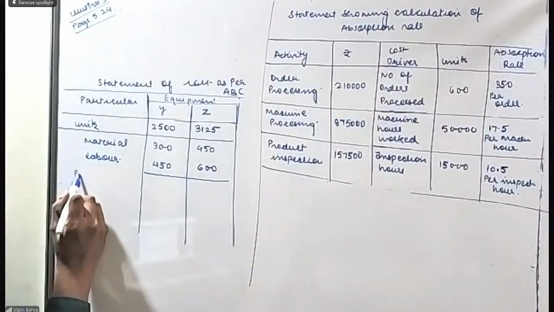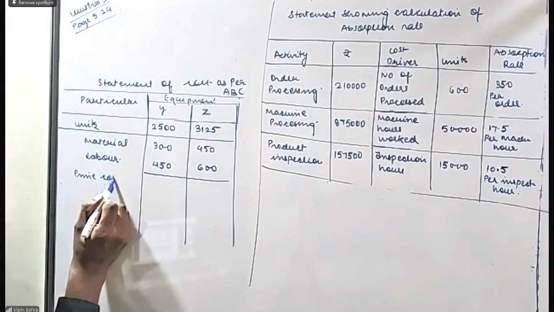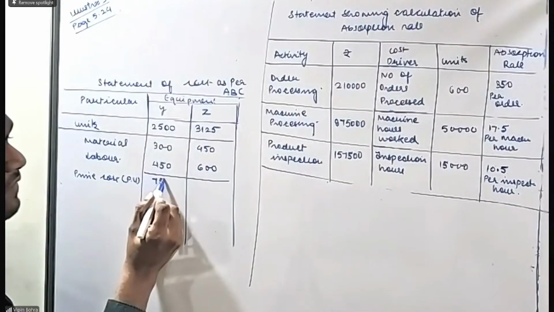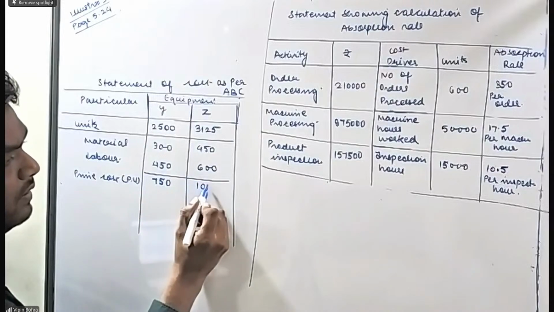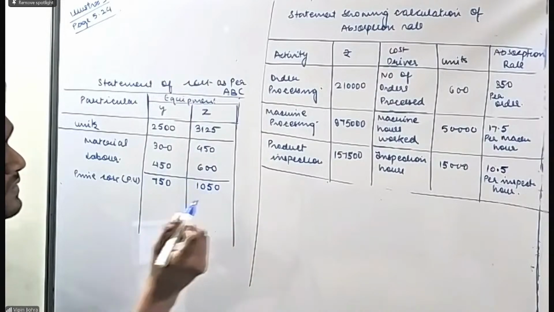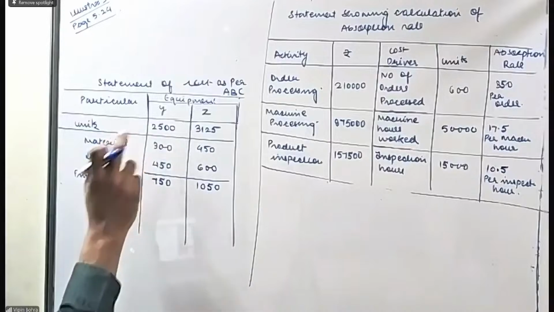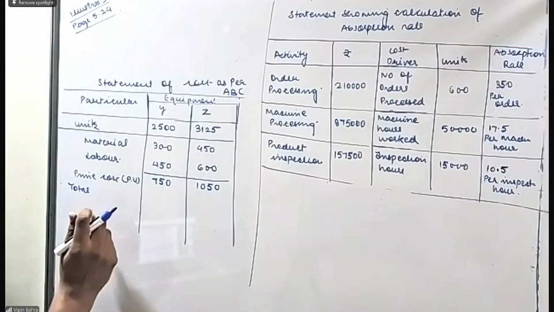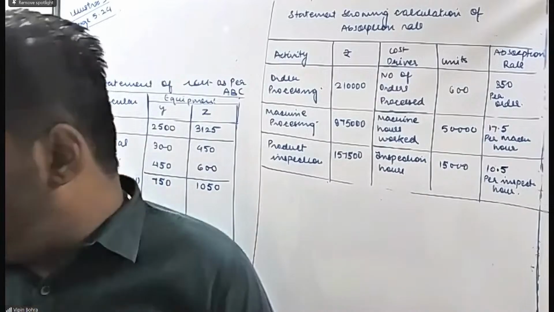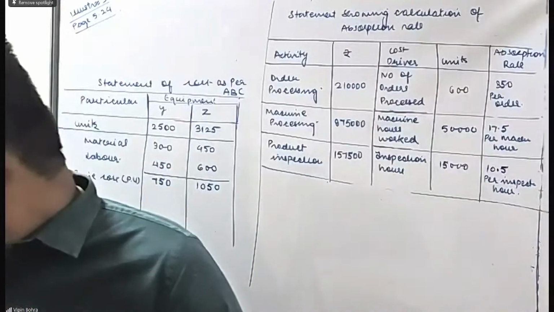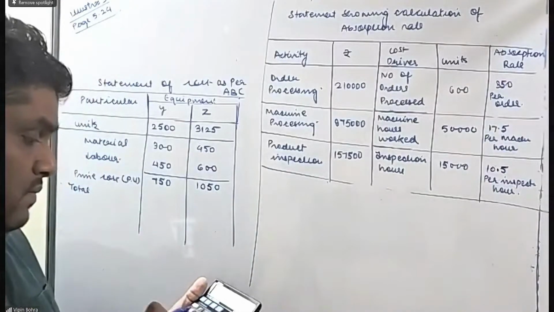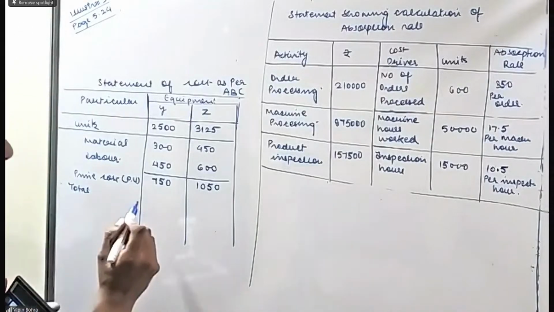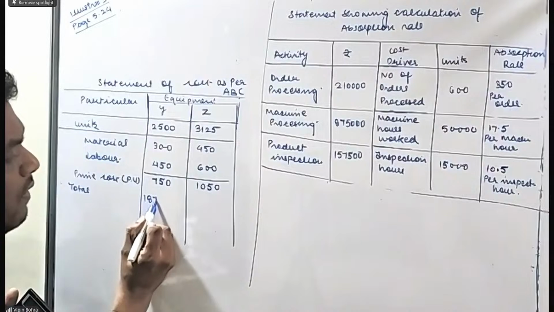So the prime cost we have is 750 and 1050. If we multiply this cost with units, we will get the total, that is 750 into 2500, 18,75,000.